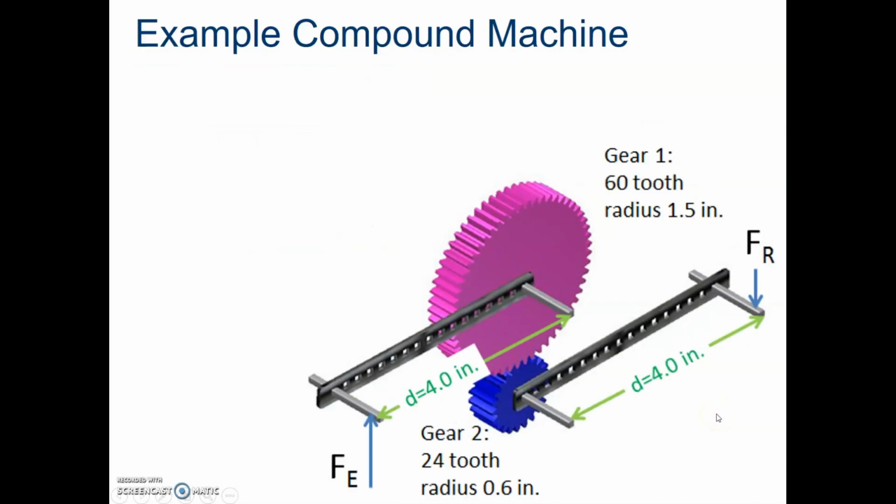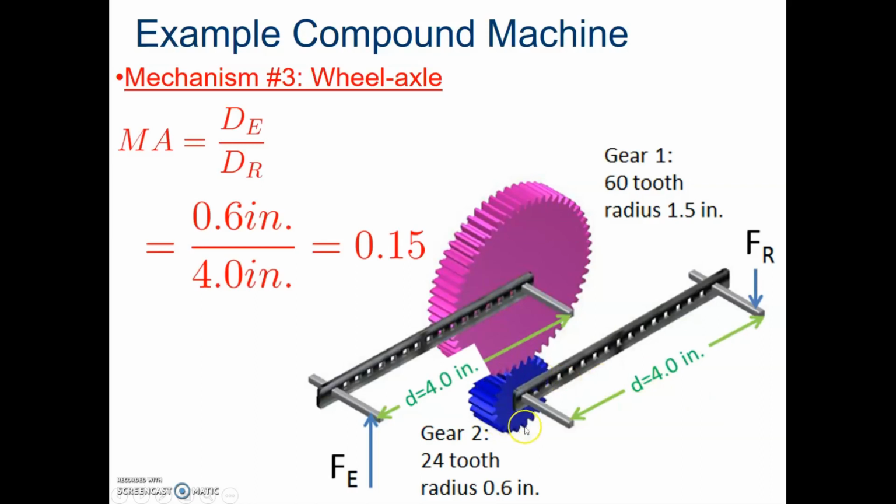So now we just have one more to do. We've got that last wheel and axle, so let's do a quick calculation there. Our effort distance is going to be that gear because that's essentially where the force is being transferred, and the resistance is going to be that last little arm right there. So follow where the force is acting and what's happening because of that force. I'm going to use my radius right here, which is 0.6 inches, for my effort distance, divided by the 4 inches of that last chunk. And we get 0.15 for my ideal mechanical advantage.